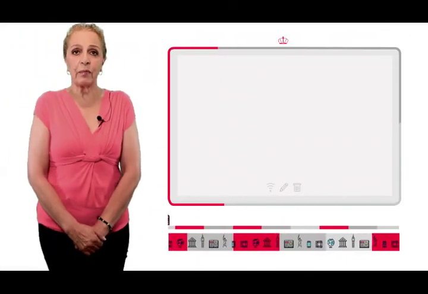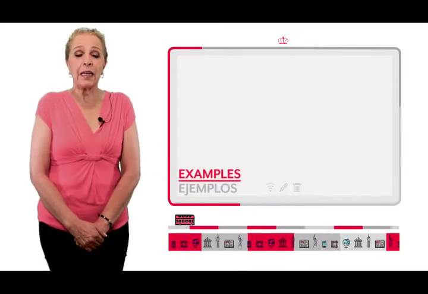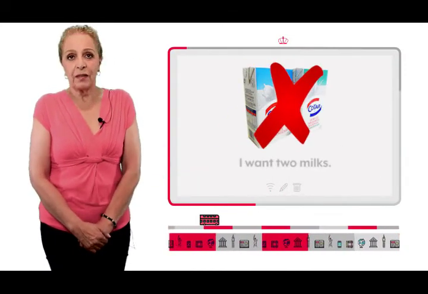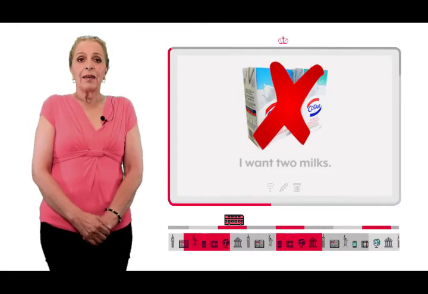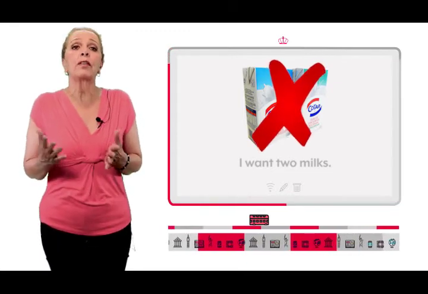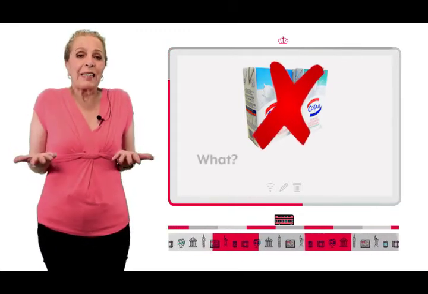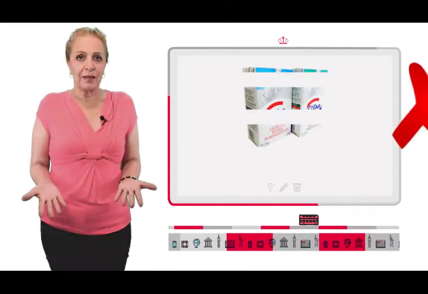Let's see one example. We cannot say, I want 2 milks. Why? Because we have to say something about the milk. What? How much of the milk?